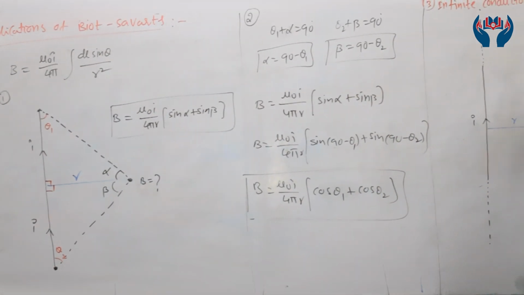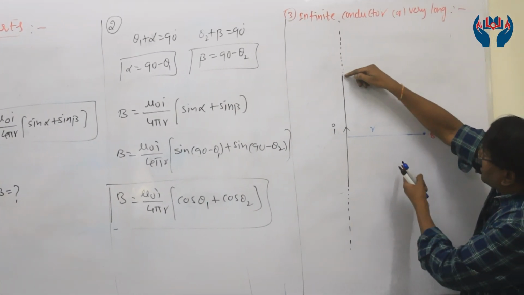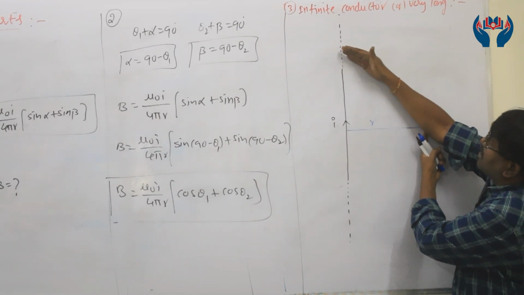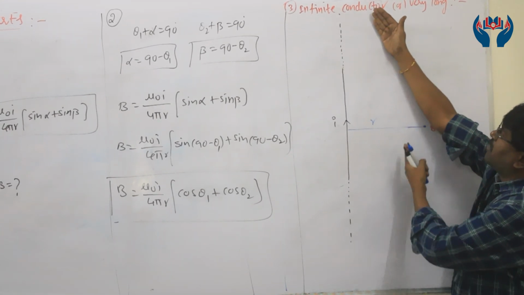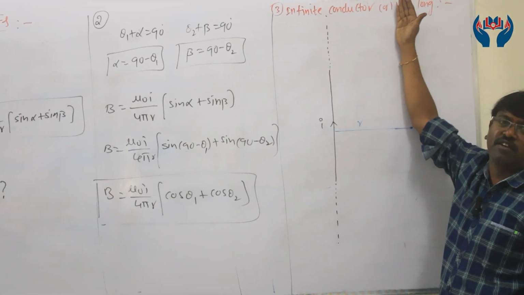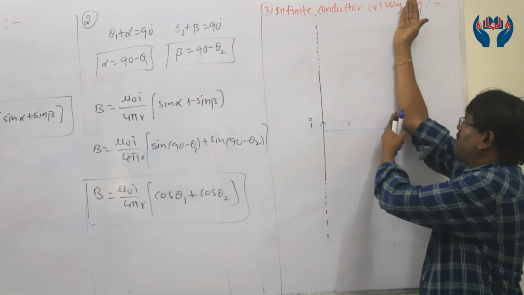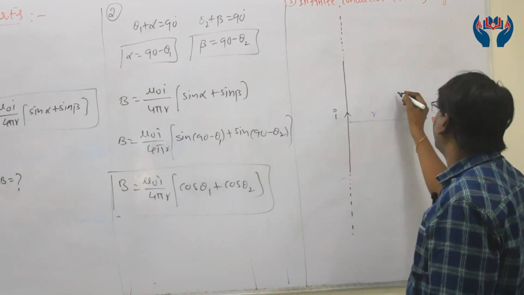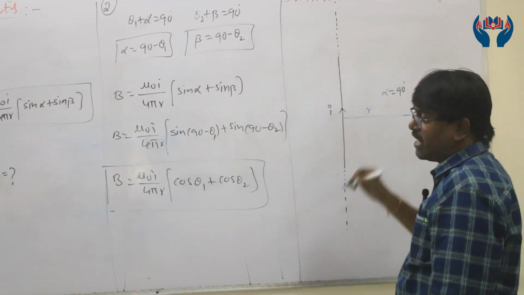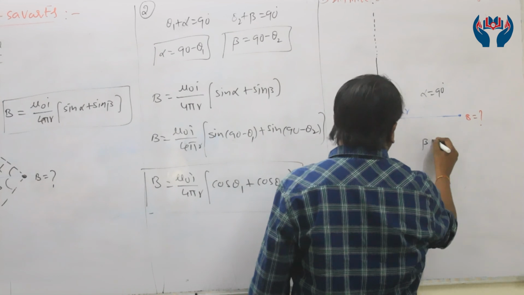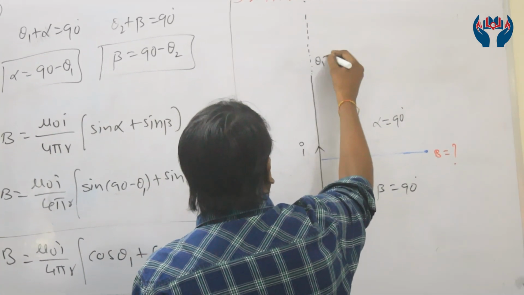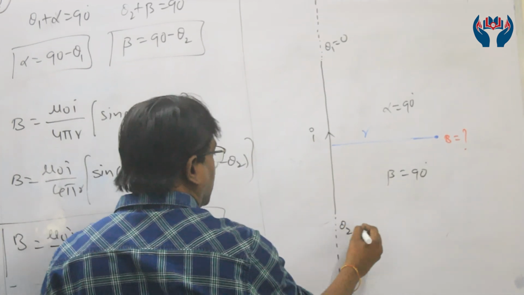Similarly here, alpha means one end of the conductor makes an angle at the measuring point. If the length of the conductor increases, the alpha value increases, so the maximum value will become 90 degrees. So what is the angle between these two? 90 degrees, right? Now in the case of an infinite conductor, the alpha value will become 90 degrees and the beta value will also become 90 degrees. So if you want to measure theta 1 and theta 2, theta 1 will become 0 and theta 2 will become 0.